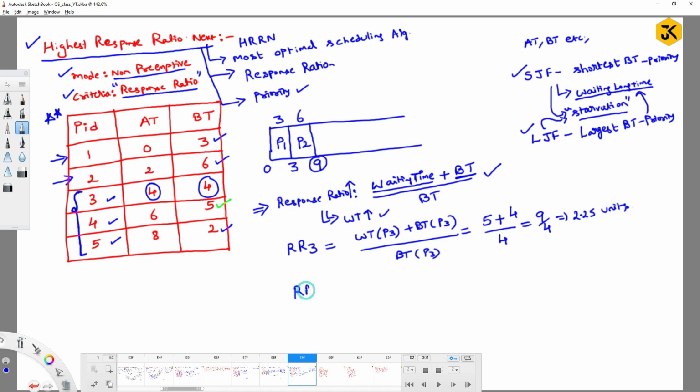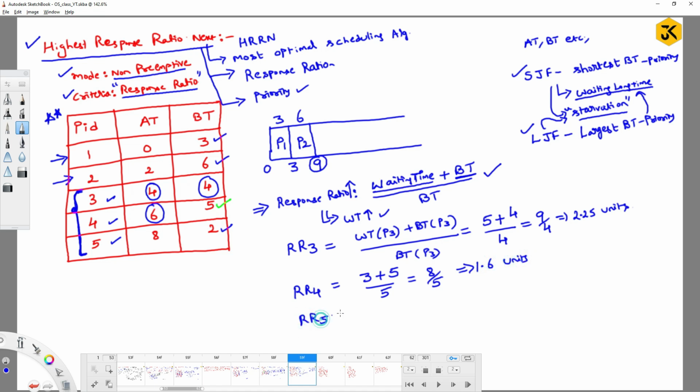Similarly, you have to calculate the response ratio for 4, meaning for whatever processes are competing for the running state, you have to calculate the response ratio. What is the waiting time for process P4? Arrival time is 6 and current time is 9, so that is 3, plus 5, by 5, which means 8 by 5, which I can write as 1.6 units.